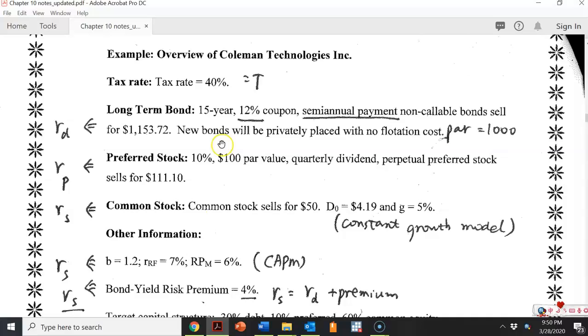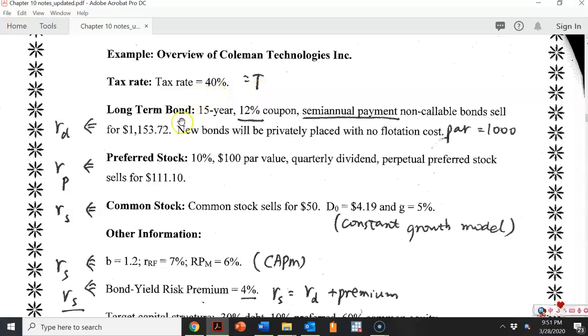Example: overview of Coleman Technologies Incorporated. Here we are provided some financial ratios for this firm, and we're going to calculate WACC based on the ratios. Of course, we calculate the three component costs first, and then take the weighted average as the WACC. First, we know the tax rate is 40%, so T is 40%.